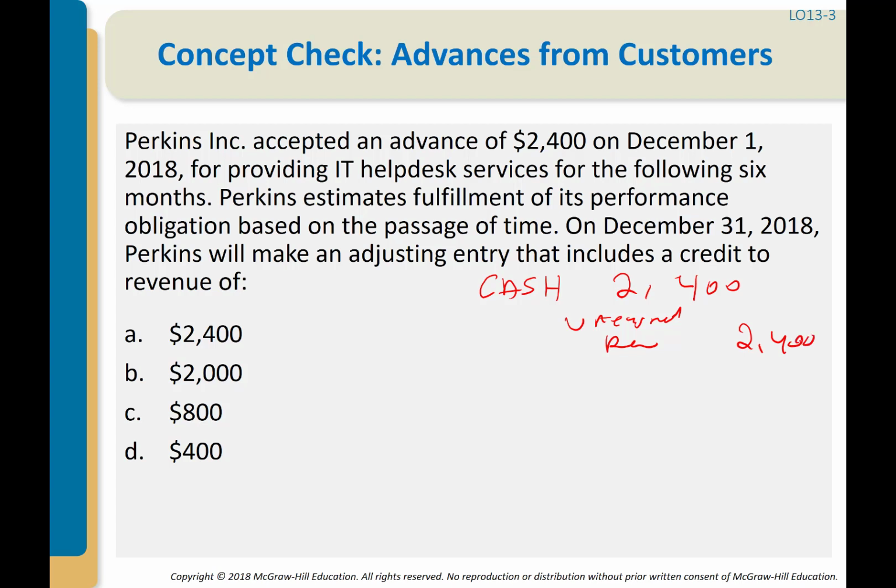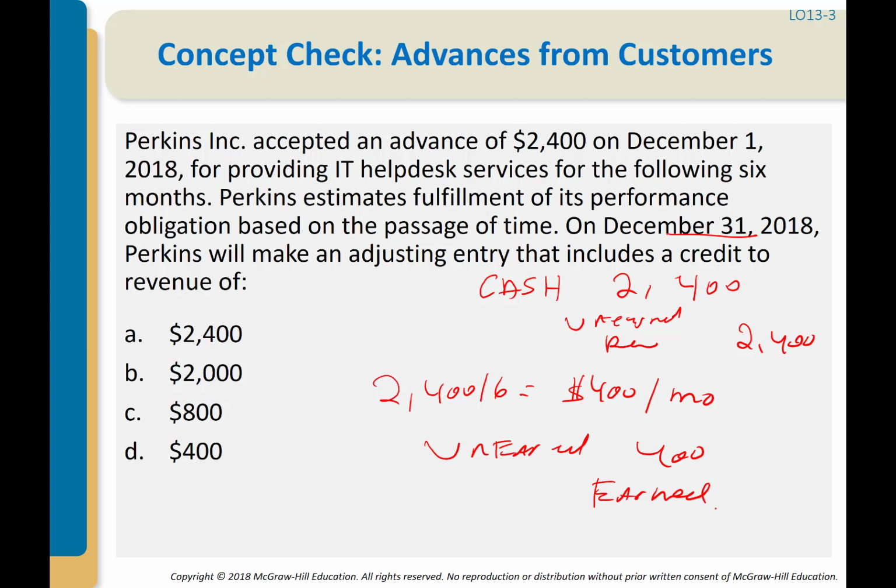Okay, good. Now, the term of the contract is how many months? 6 months. So we've got $2,400 divided by 6, which is going to give us $400 a month. Okay. And we got 1 month, so it must be that we're going to debit the unearned revenue for $400 and credit the earned revenue, right? Just to put this in the format of journal entries. Okay. All right, good.